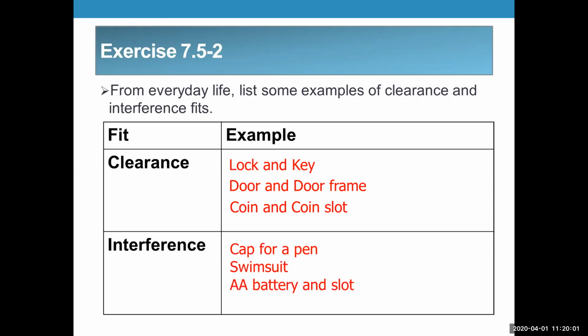The coin wouldn't drop into the slot and down the chute without some clearance. Interference fits: cap for a pen. I like the second one, a swimsuit. You definitely want to have an interference fit between you and your swimsuit. Otherwise, you won't be wearing it for very long. And a AA battery and the slot that it fits in. Yeah, it's interference as a result of the spring, but that spring does create interference between the battery and the opposite contact. So yeah, AA battery and a slot.